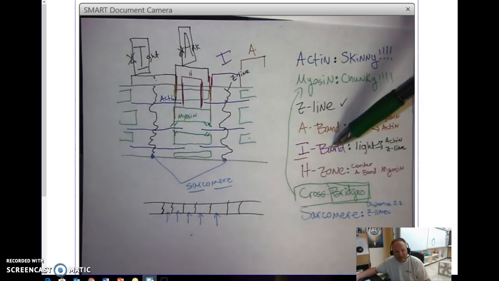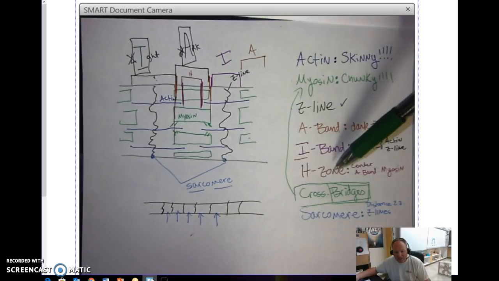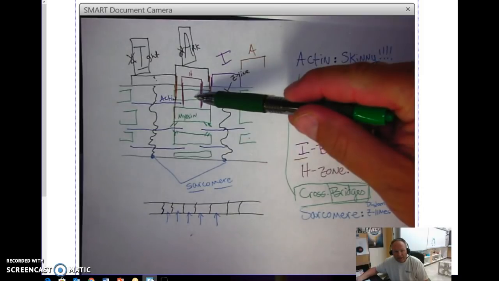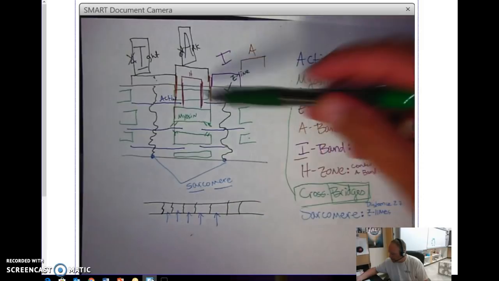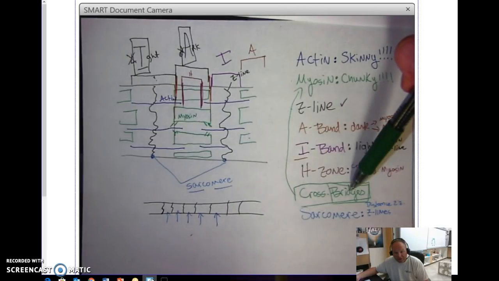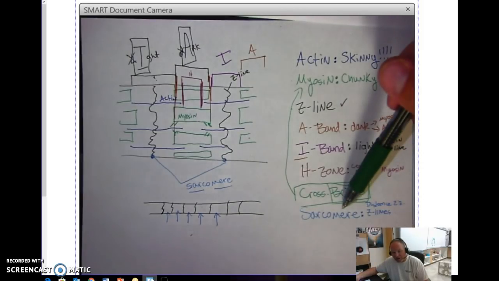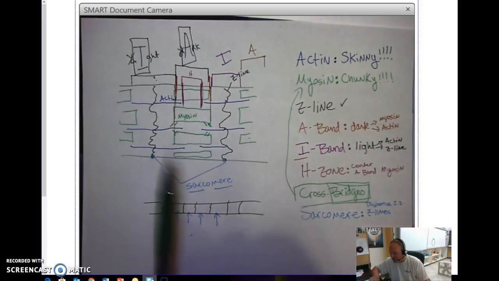The I band is a light region of a muscle where no myosin is found. And then the H zone is the special region inside of the A band where it's myosin only, but it's part of the dark band. It's just called the H zone. Cross bridges is going to be the whole next video on how they attach, and a sarcomere is nothing more than the distance between two Z lines.